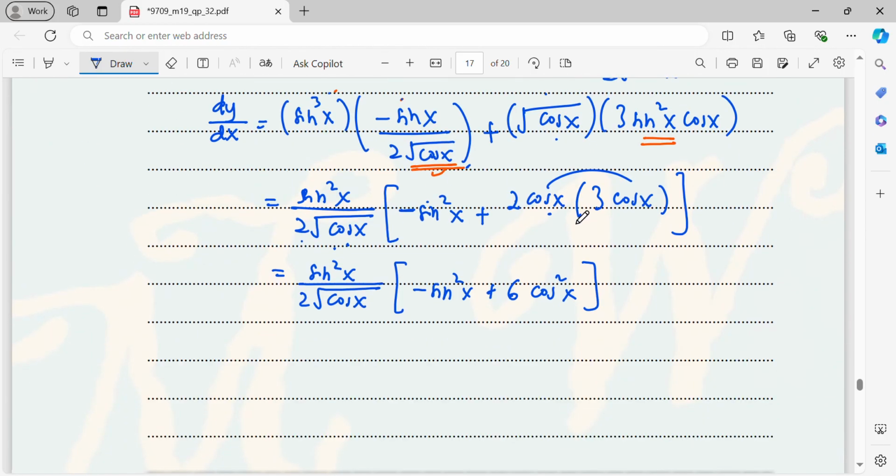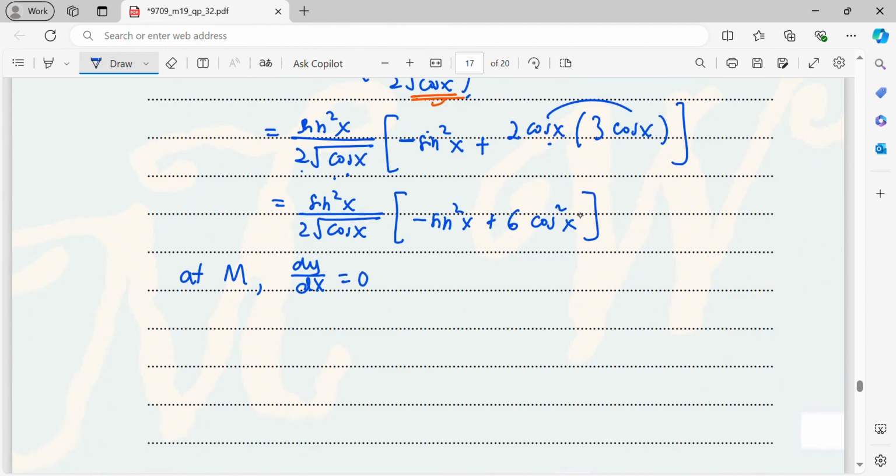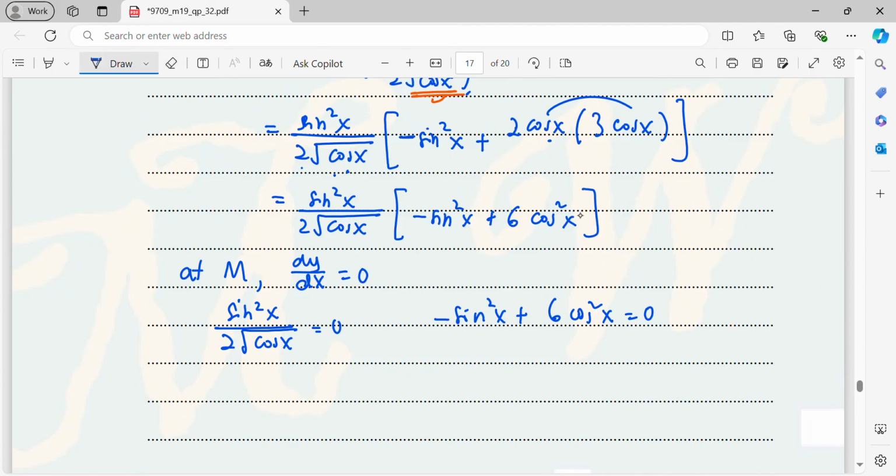Okay, once you get this, I will write dy dx equals 0. So when dy dx equals 0 means that either the first term equals 0, or the bracket equals 0. Alright, so when the first term equals 0, numerator equals 0. Sine square x equals 0. That means your sine x equals 0.